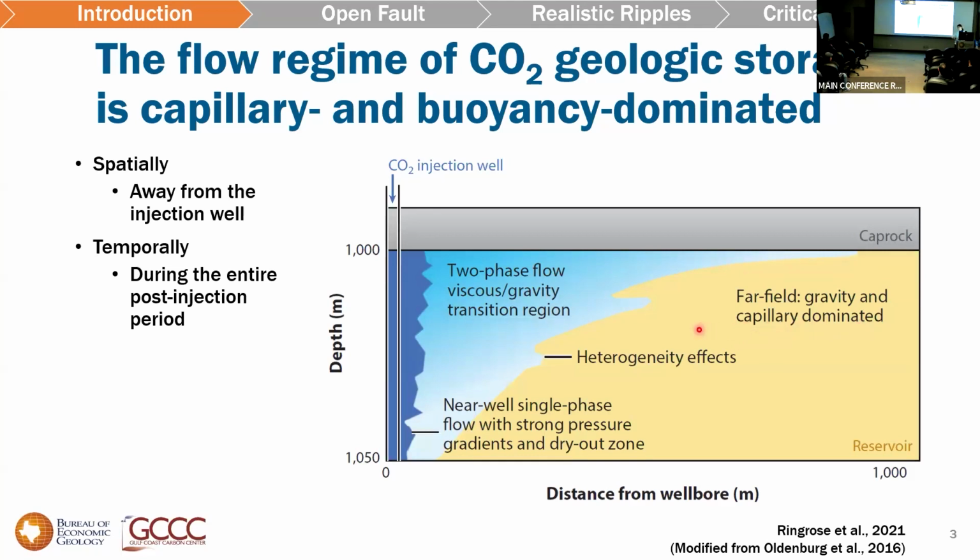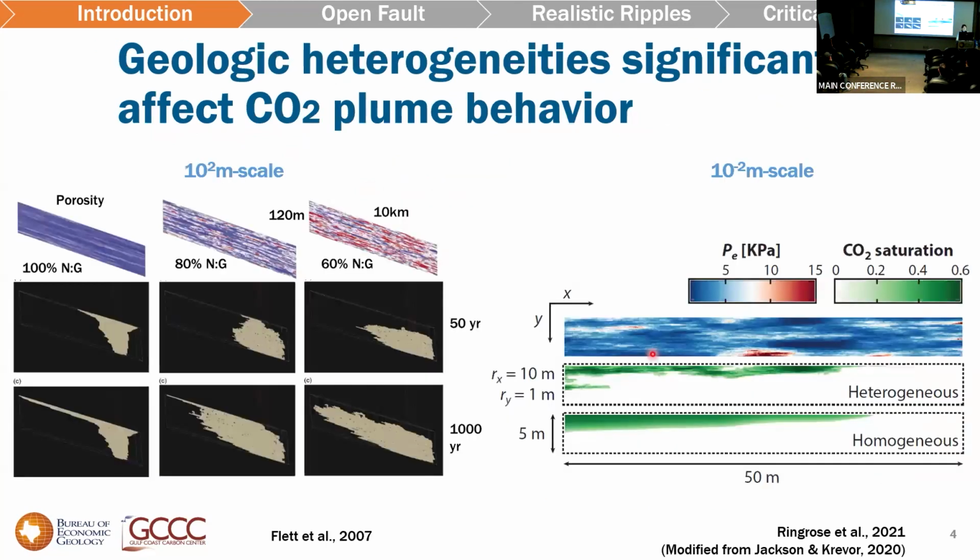So buoyancy is the driving force driving the CO2 plume upward during its migration pathways, and capillary forces are the opposing or the resistance force, and these are the forces, capillary forces, that are responsible for trapping or attenuating the upward flow of CO2. And therefore, we call these heterogeneities capillary heterogeneities for that reason.